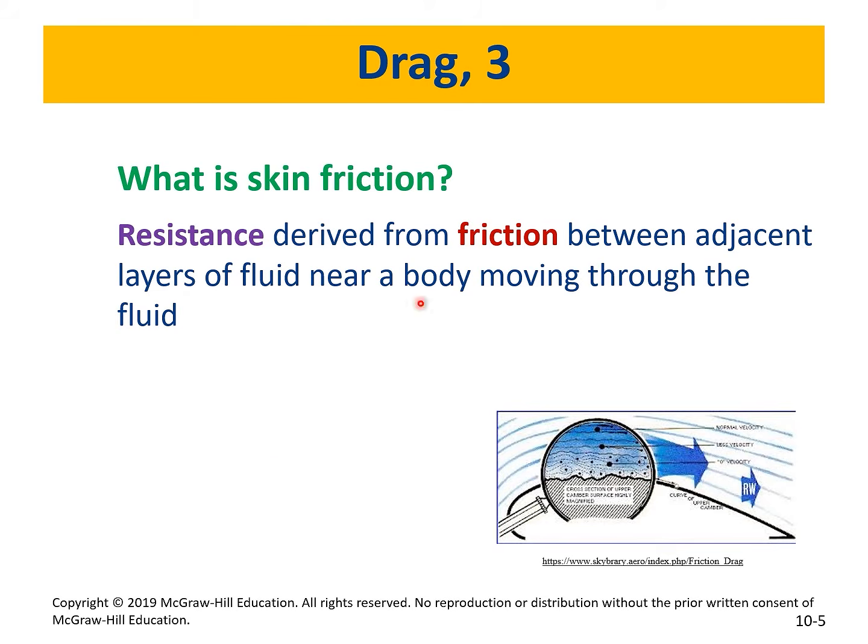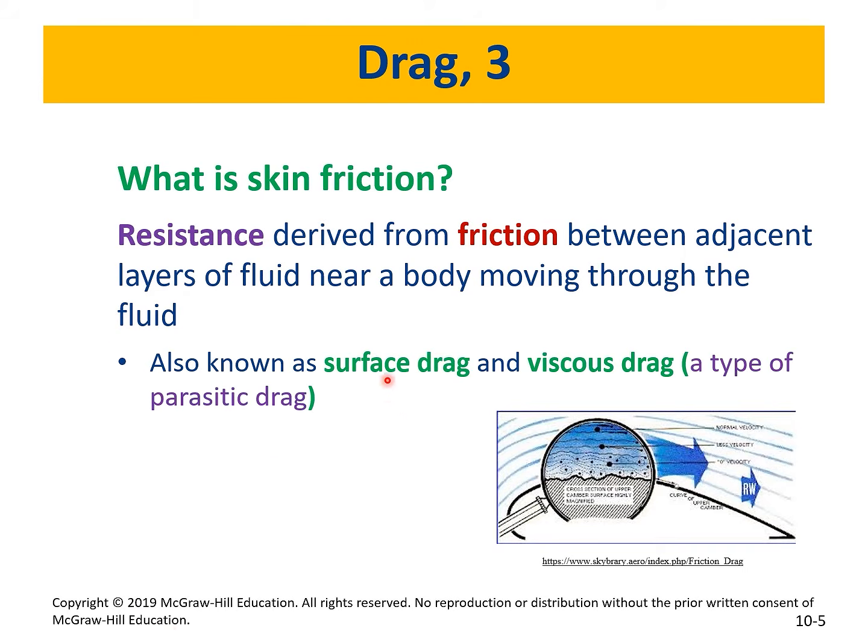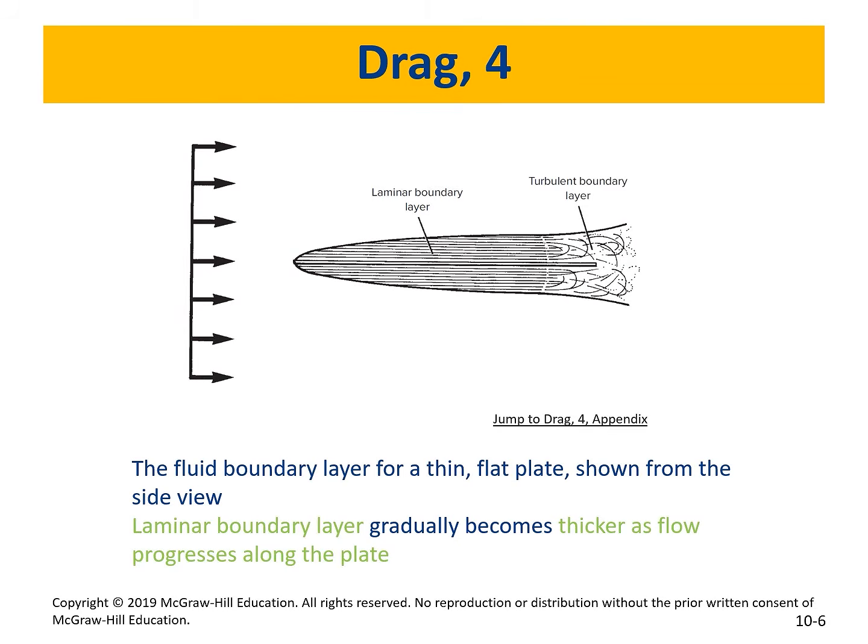And so that's one type of the drags, and that's called surface drag or viscous drag, right? Keep those names in mind because we're going to talk about them when we answer the questions. Now, if you have a plate, laminar flow will be at the beginning, but as the plate is getting longer and longer, the layers will get apart from each other, wider and wider, and that's going to create turbulence, right? And that fluid boundary layer of a thin plate, the laminar boundary layer, gradually becomes thicker, so the layers go away from each other, and that is going to create a lot of turbulence, and that's going to create drag.